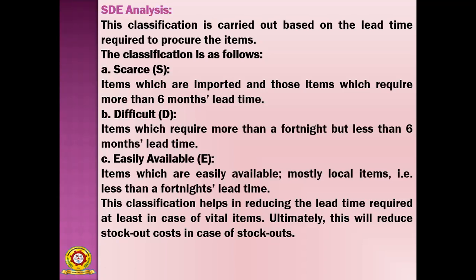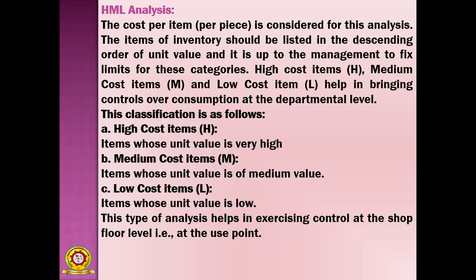Okay. Then last one is HML analysis. So that is high cost items, medium cost items, and low cost items. This is depending upon the price of each piece. So the cost per item is considered for this analysis. The items of inventory should be listed in the descending order of unit value, and it is up to the management to fix limits for these categories. So grouped as first one high price items, and second one medium price items, and low cost items, low L. Okay. So low cost items.